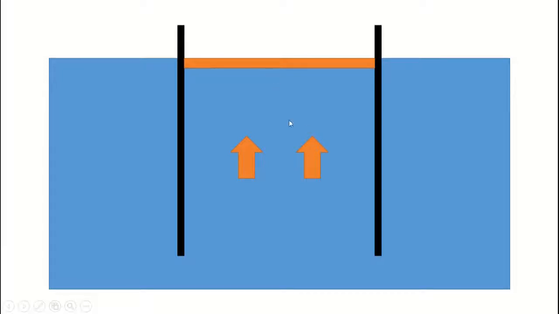It remained at the top because the Archimedes principle favors it to remain on the surface, because there is no way that the fluid passes through the sides of the piston. So it remains on the surface.